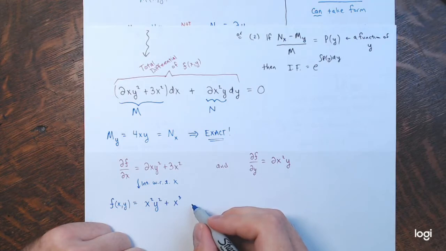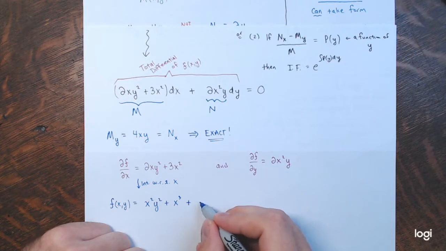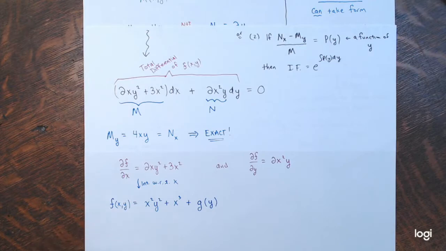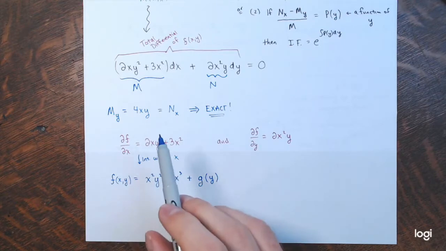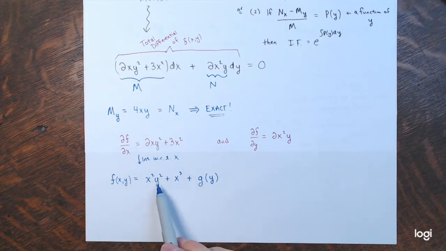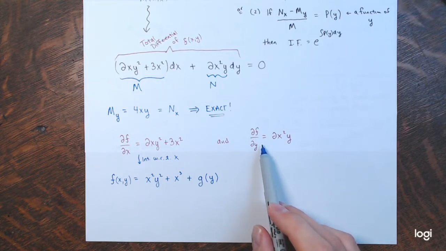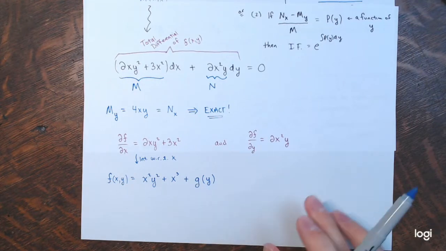But remember, the constants here are anything with y in it, because I'm integrating with respect to x. So instead of plus some c, I'm going to put plus some function of y, I'll call it g of y. And now my goal is to figure out what this g of y is. Now that I know what form f will take, I'm going to use the partial of f with respect to y to help me find this g of y and then finish the form off.